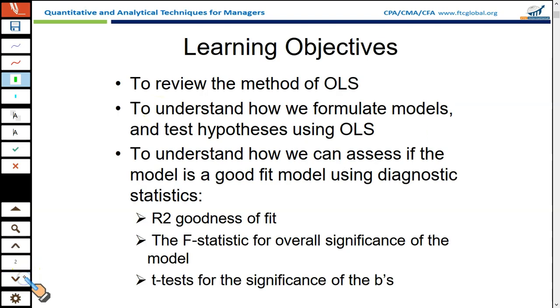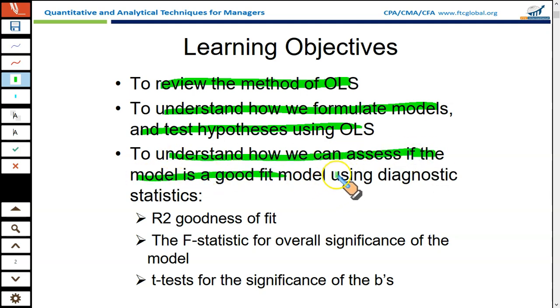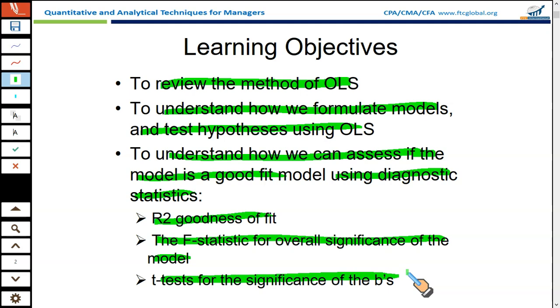Lecture 6, Learning Objectives. To review the method of OLS, understand how we formulate models and test hypotheses using OLS, understand how we can assess if the model is a good fit using diagnostic statistics, R square, goodness of fit. We'll discuss the F statistic for overall significance of the model, and the T test for the significance of the B's, the B1 and B2.